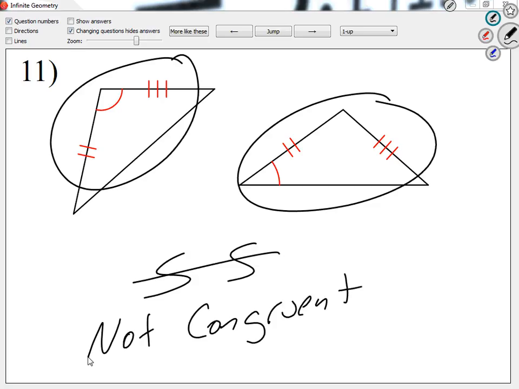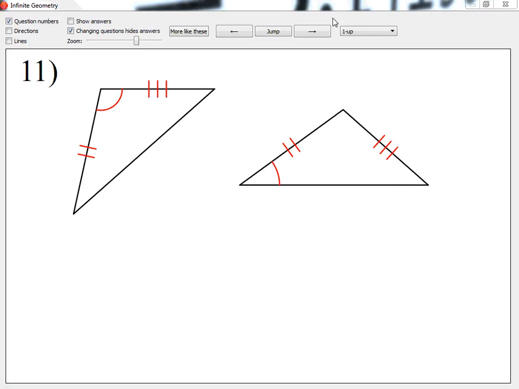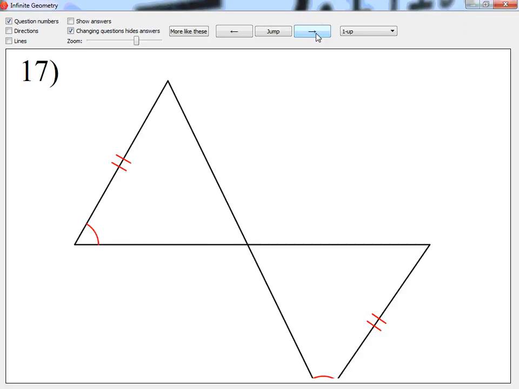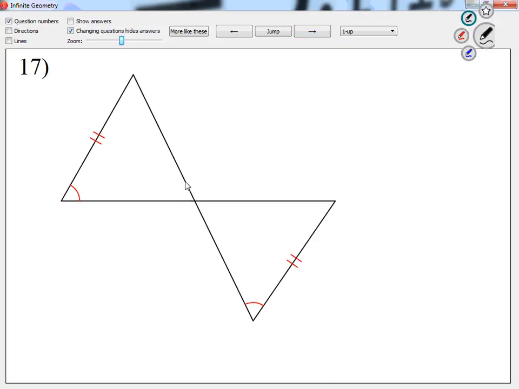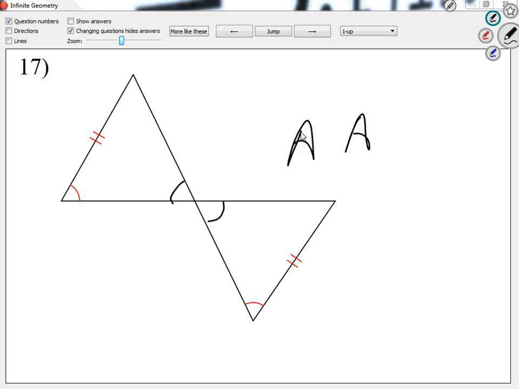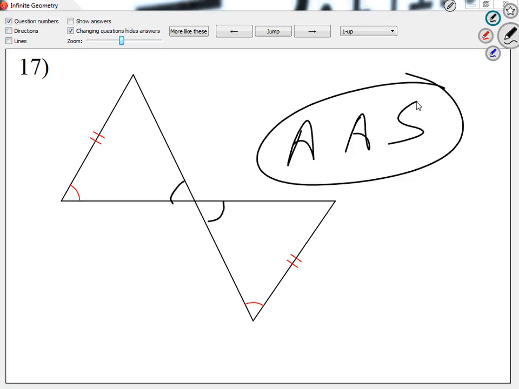Can you do number 17? And Jose, you asked for 21. Let's do 17 just because it's closer. Alright, looking at number 17, I can mark those angles because of the vertical angle theorem. Do I have two angles or two sides? Two angles. Is the side between the angles? No. So I'm not going to put it in between. Angle, angle, side.